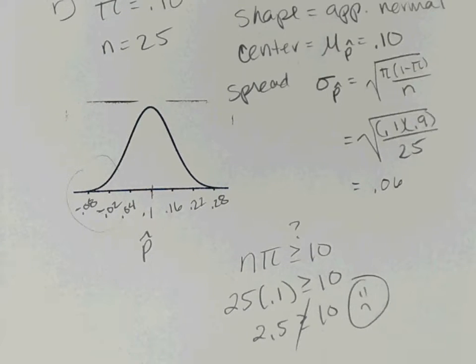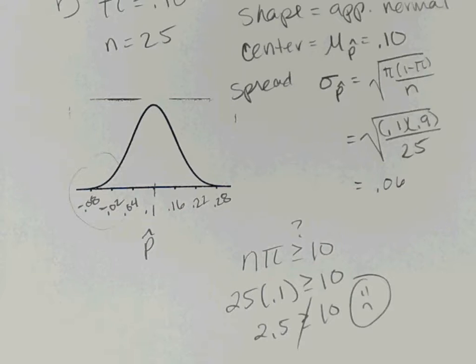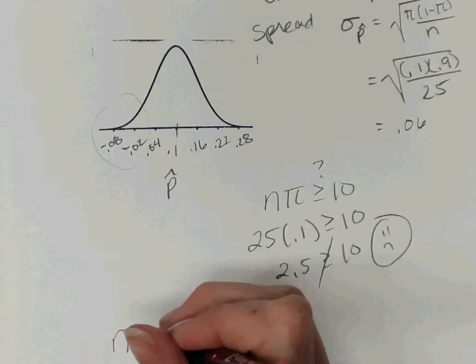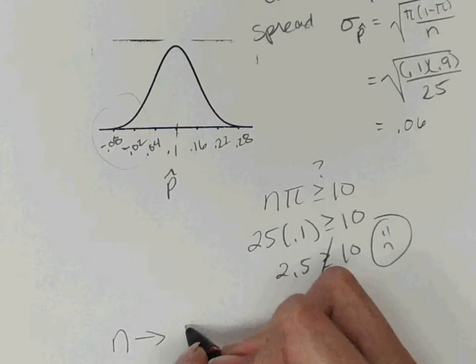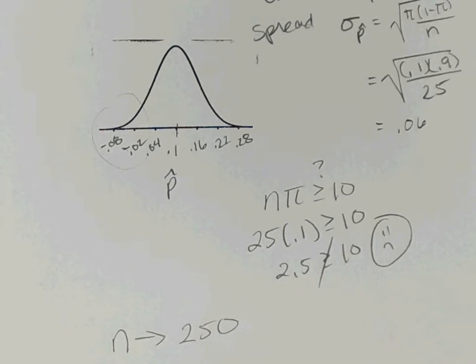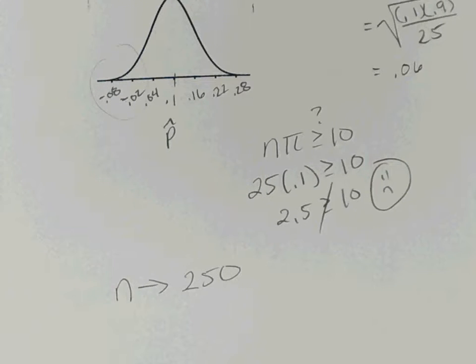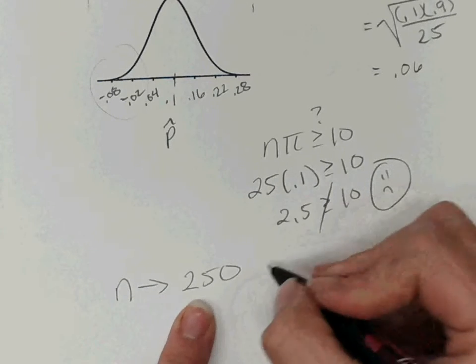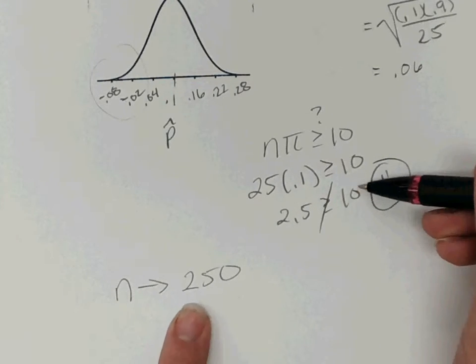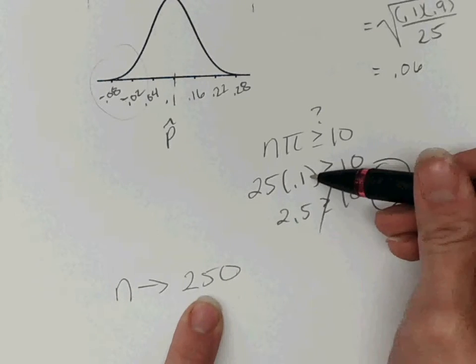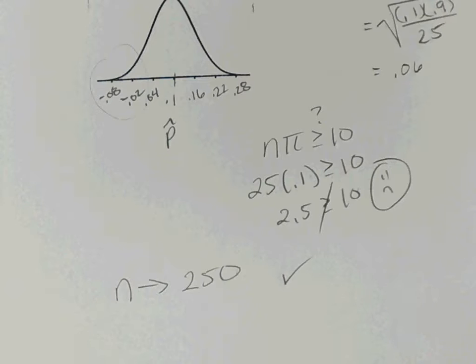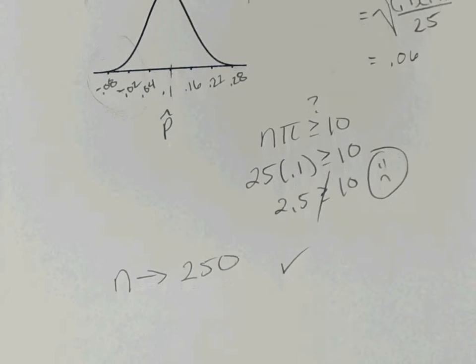Now, when we compare this and we say, okay, well, what if we were to raise our sample size? What if we were to change our sample size to 250? So we're going to make it 10 times as large. Would that change much of my problem up above? Well, I know that my conditions would now be met, because 250 times 0.1 is just 25. So our conditions would be met, which means that we could use our central limit theorem.